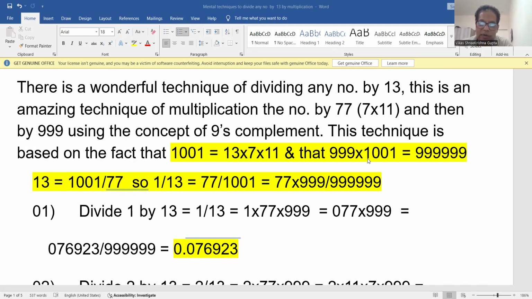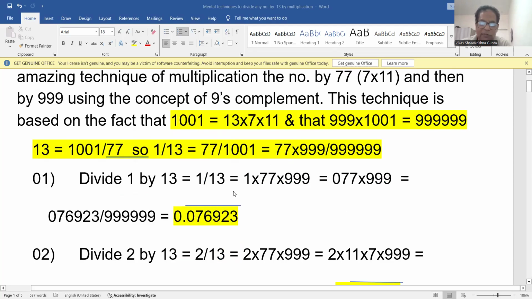Now I will use this concept for division of a number by 13 and 7. Now 13 is equal to 1001 by 77. From this equation, 1 by 13 is equal to the reverse of this number, 77 upon 1001. And 1 upon 1001 is equal to 1 upon 999 times 999, that is, 999 upon 999. So just remember this form.